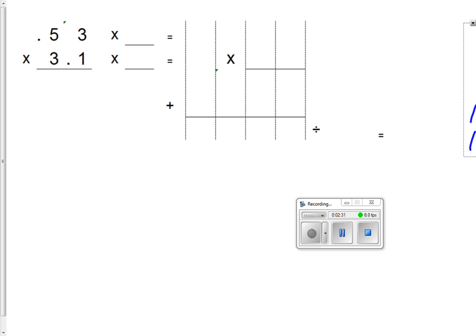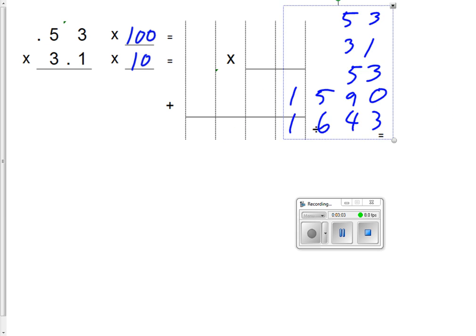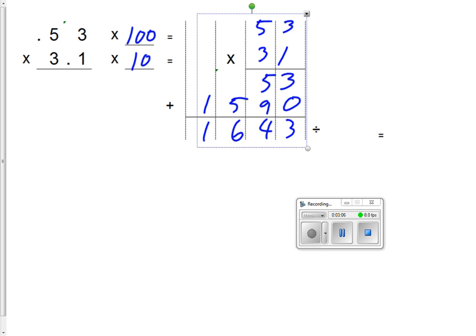In this case, I have 53 hundredths times 3 1/10. To get 53 hundredths into a whole number, I need to multiply it by 100, and it becomes 53. To get 3 1/10 into a whole number, I need to multiply it by 10, and it becomes 31. Okay, and I actually just made it quicker on the video. I already did the math, so we're going to just break this over. Okay, and so we get 1,643 when we multiply 53 times 31.